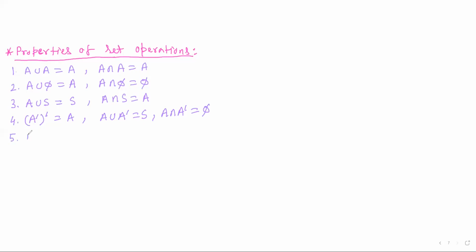Property number 5: A union B is equal to B union A. Similarly, for intersection we can also apply this property, that is A intersection B is equal to B intersection A. This is called the commutative property. A union B equals B union A is the commutative property for union. A intersection B equals B intersection A is the commutative property for intersection.